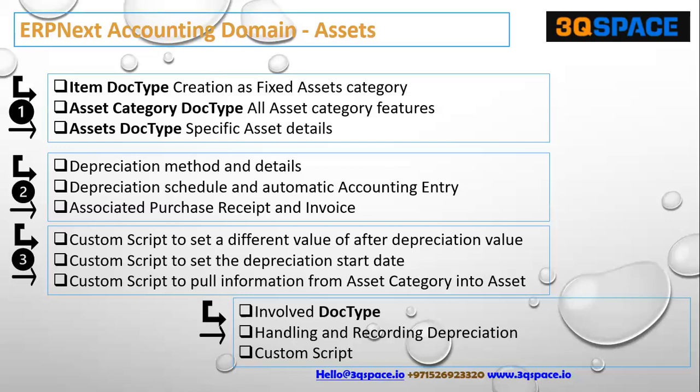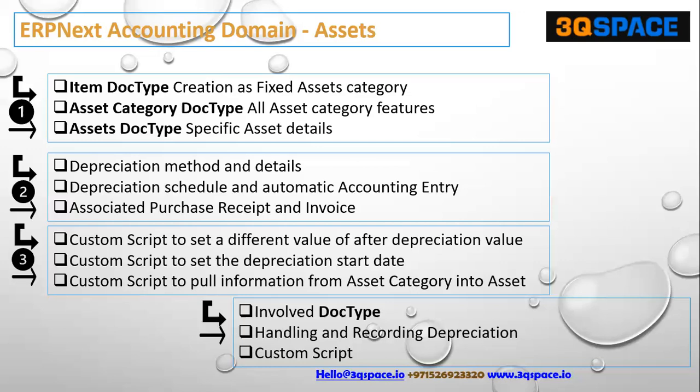We'll be also looking at the depreciation of the item in good detail, such as the depreciation method and other details that are configured while the asset is created, the depreciation schedule and automatic accounting entries updated periodically in the system, and the related purchase receipt and purchase invoice, how they are interlinked with the asset creation and maintenance.